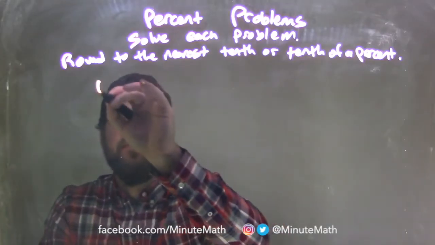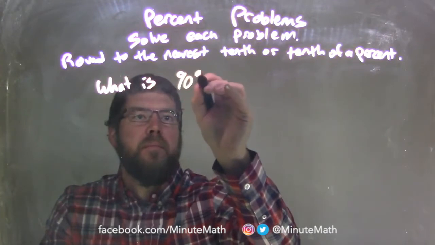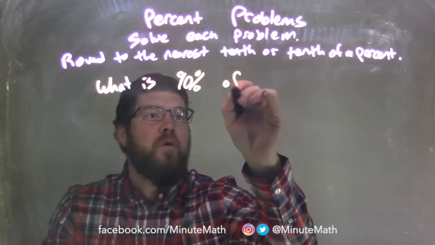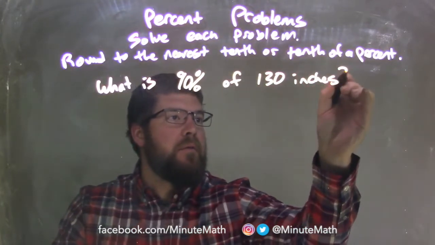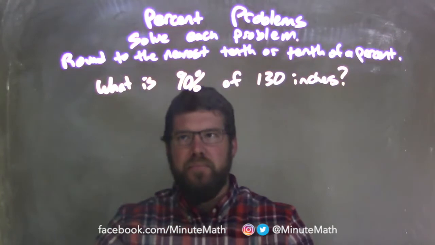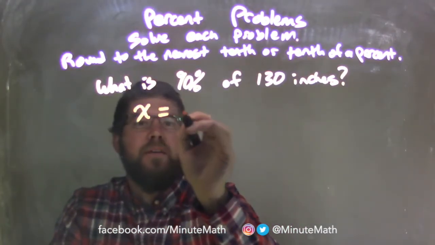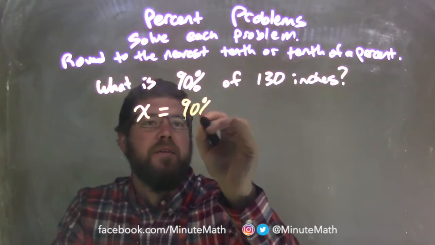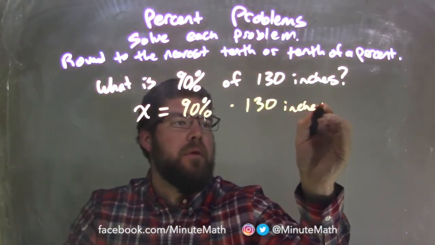What is 90% of 130 inches? So what is 90% of 130 inches? Well, let's write this as an equation. X, my what, is equal to 90% multiplied by 130 inches.